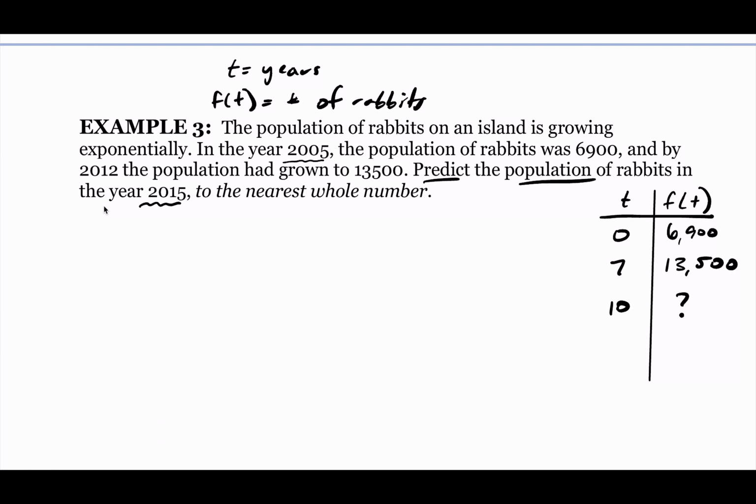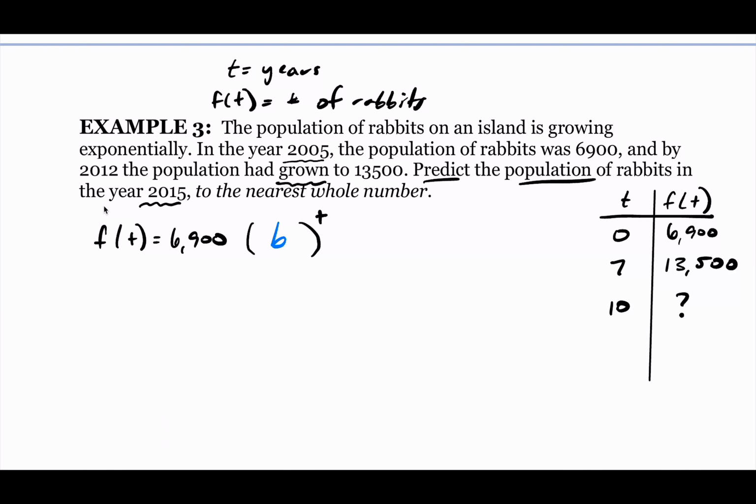Okay, so just like the last one, we're going to build our function. The initial amount is 6,900. That's going to go here. I don't know what b is. Again, I don't know what the growth rate is. It's going to be a growth, right? I just know it's going to grow.